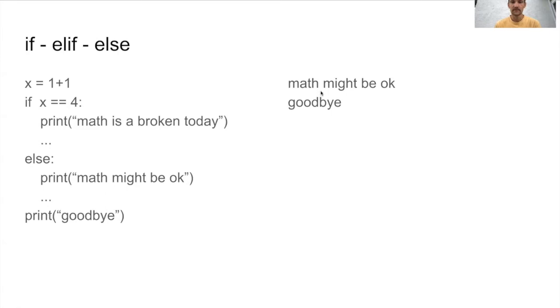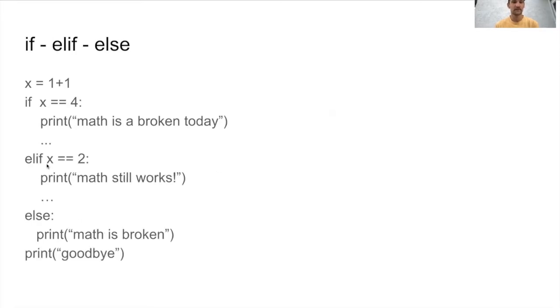The reason this is math might be okay and not math is okay is because we know x is not equal to 4, but we haven't shown in this else statement that it's equal to 2. So we know it's 1 plus 1. We don't know it's equal to 2. I mean, intuitively we all know it is, but from the program perspective, we don't know. And so that's where the elif comes in.